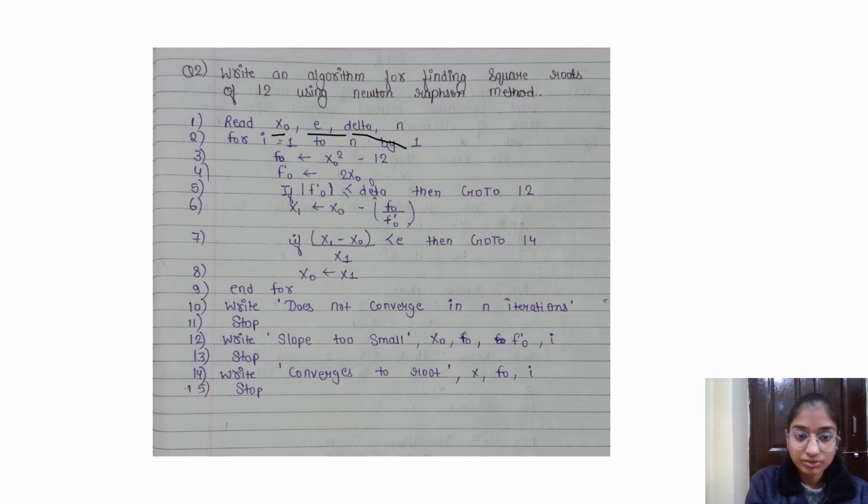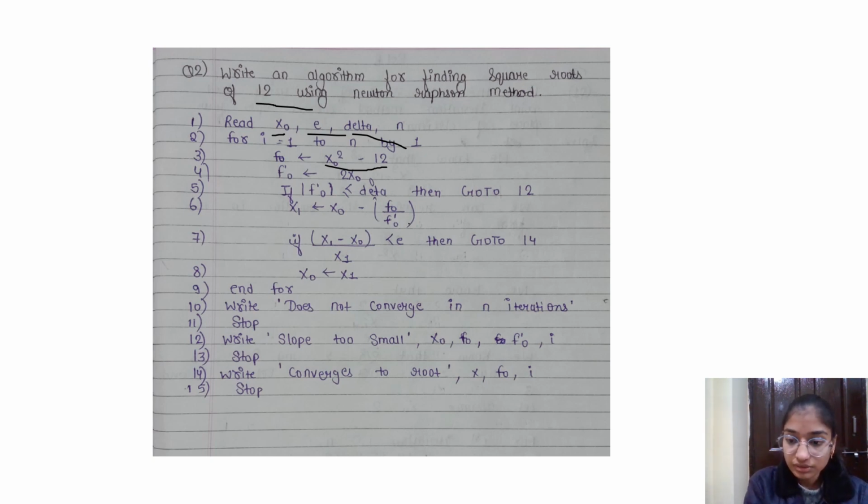In the second step, we use a for loop, initialized from 1 up to n and incremented by 1. In the third step, we use our equation, as we have to find the square root of 12. So we assign our equation to f0. In the fourth step, we find the differentiation of f0.